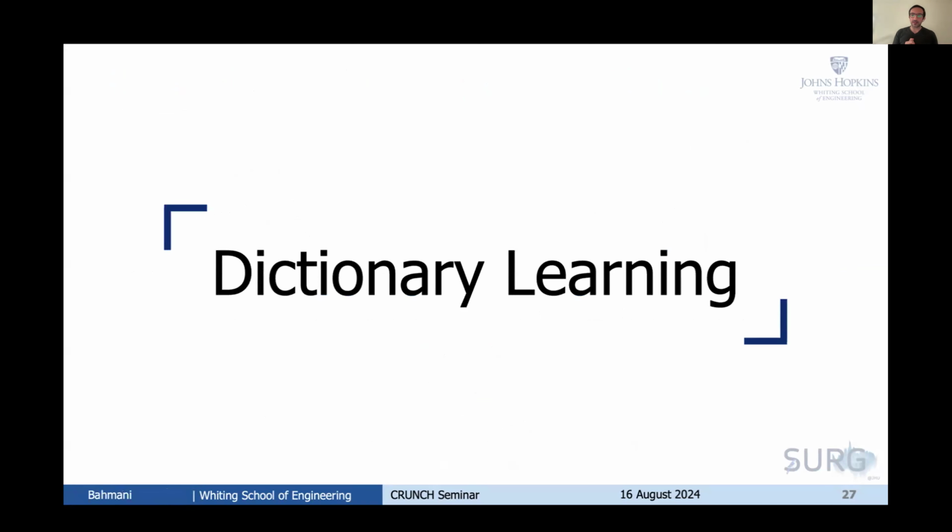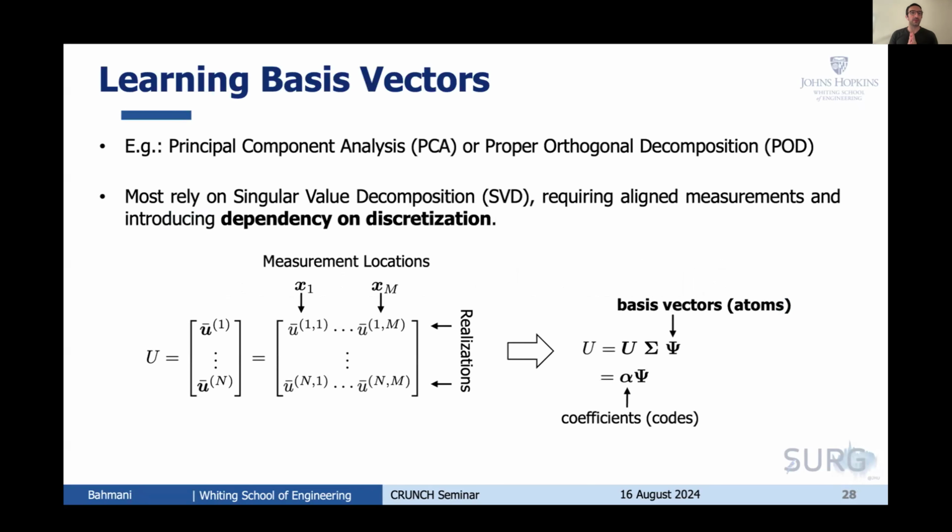These types of questions can be answered in a field in machine learning called dictionary learning, and probably we have already worked with dictionary learning, but maybe we were not aware of that. The classical dictionary learning is concerned with basis vectors, not basis functions. Examples of this method are PCA or POD, which is proper orthogonal decomposition. But most of those operate with bases of vectors, because they are dealing with singular value decomposition that requires aligned measurements, and again this introduces dependency on discretization. Here you see the measurement matrix from n realizations, and basically the columns should correspond to each other from one realization to the other. Otherwise, the SVD doesn't make sense.